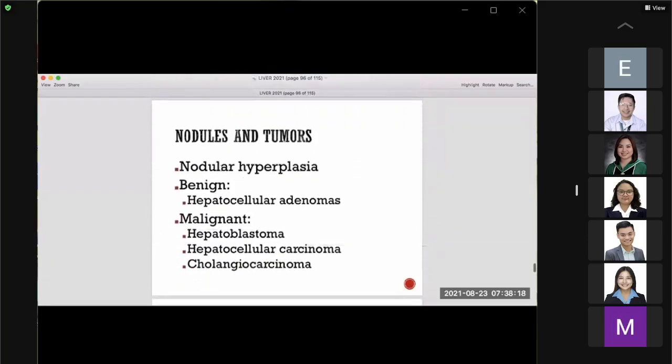Okay, so we can see nodular hyperplasia. So there is an increase in the number of cells here, in nodular hyperplasia. Or it can be a benign tumor in the form of hepatocellular adenomas, or malignant tumors in the form of hepatoblastoma, hepatocellular carcinoma, otherwise known as hepatoma. There is also cholangiocarcinoma, which can be seen within the liver, or it can be outside the liver as well.